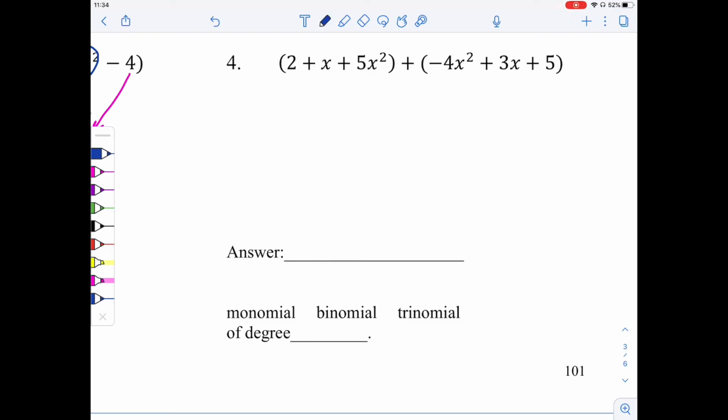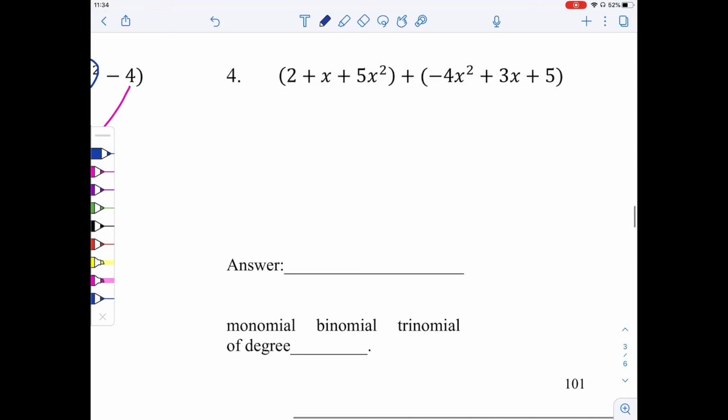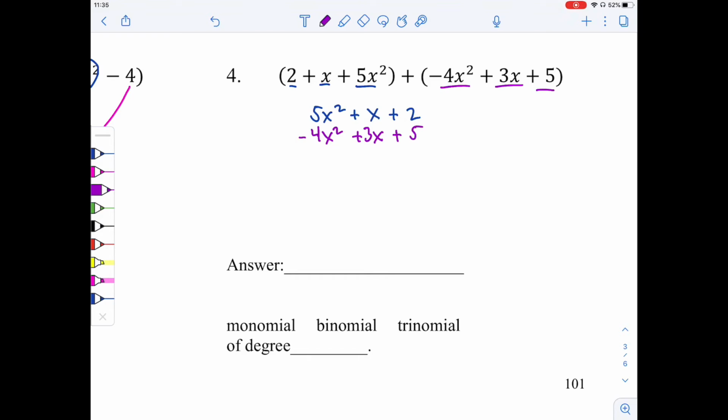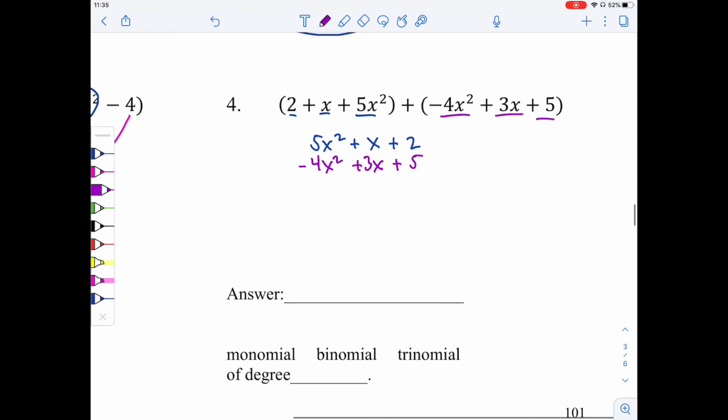Okay, so this one. Okay, so we're gonna line them up vertically. All right, so the first highest power we have is 5x squared. So we're gonna put 5x squared. Then the next term will be positive x, and this will be positive 2. That's for the first one. For the second one, highest power is negative 4x squared. Then we got 3x. Then we got 5. So we line them up vertically.